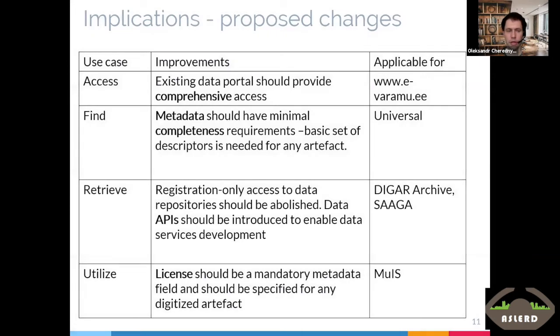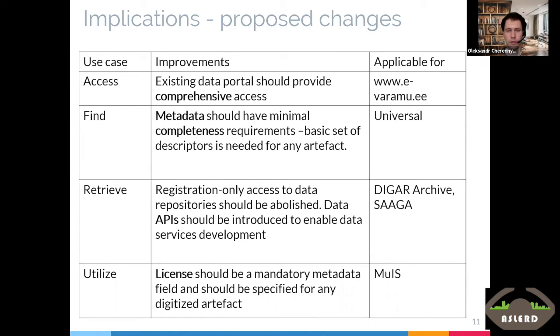And based on those results of application to the Estonian data landscape, we also identified some specific implications and improvement suggestions. So in terms of access, it's important to ensure comprehensive access. The data aggregator portal should store all the digitized data, not just certain subsets. Then in terms of finding the data, the metadata should be complete, and there should be a requirement for the minimal set of metadata which describes the object. Because if that's not in place, then it's quite hard to find the relevant artifacts.